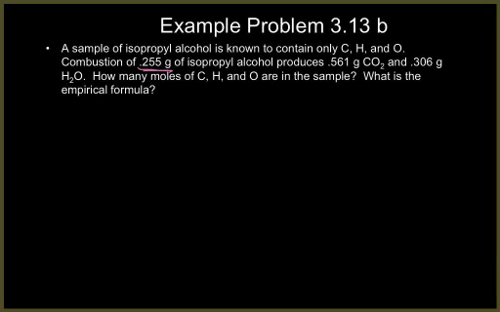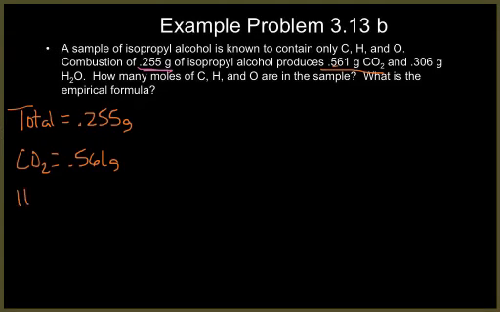Go back to my other color here. All right, so my total sample was 0.255 grams. Okay, so in this particular problem, that is going to be important. It tells me that it produces this much CO2. So the CO2 that was produced was 0.561 grams. And then the H2O that was produced was 0.306 grams.